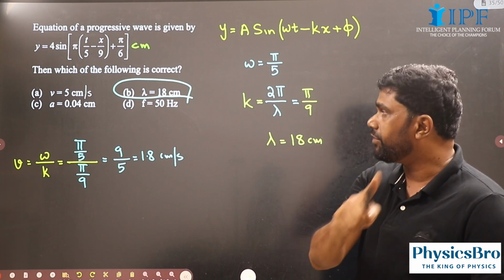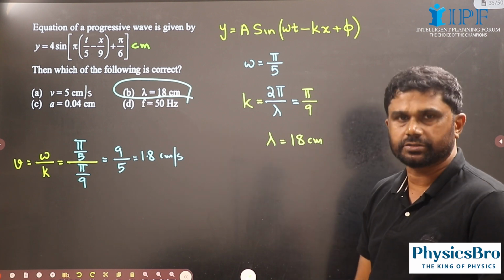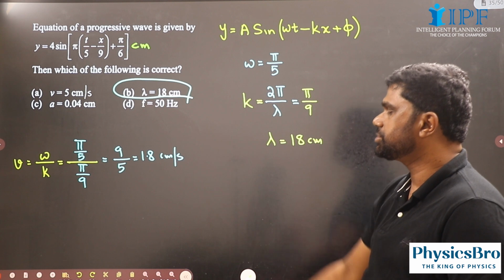Or it is 0.1 Hertz. Here it is given as 50 Hertz. Only one option is correct. That is the option B.